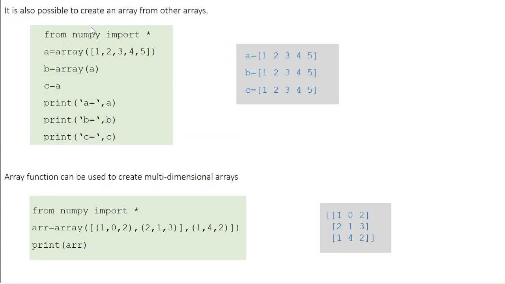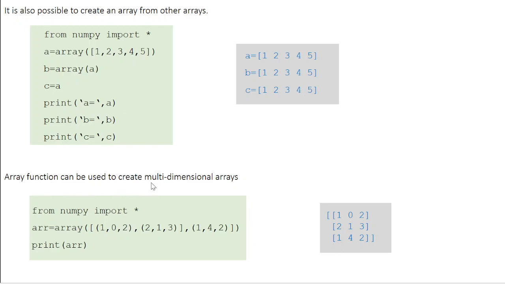It's also possible to create an array from other arrays. For example, you have an array A which contains elements 1, 2, 3, 4, 5. It's an array of integers. Now if you want to create a new array B, you can say either B equal to array A, so B also will have the same elements, or you can simply assign A onto another array. You say C equal to A. So this also works. So here C also has the same array elements. So this is how you create an array from another array.